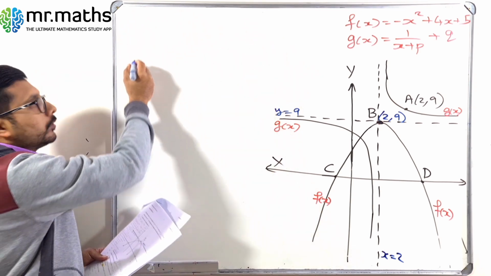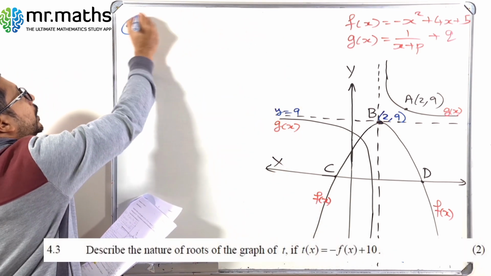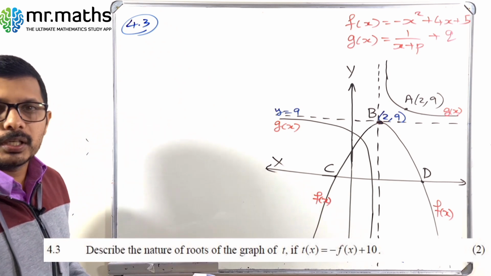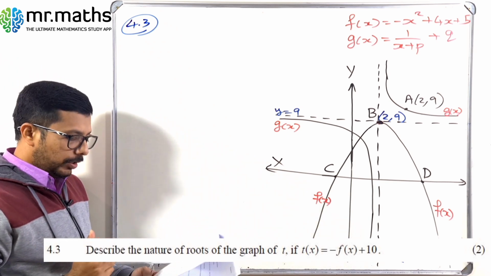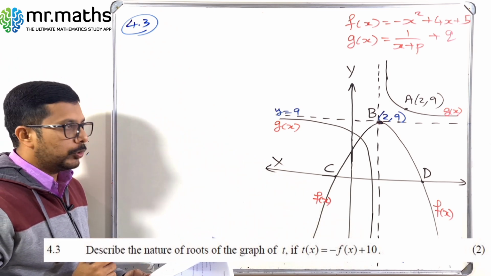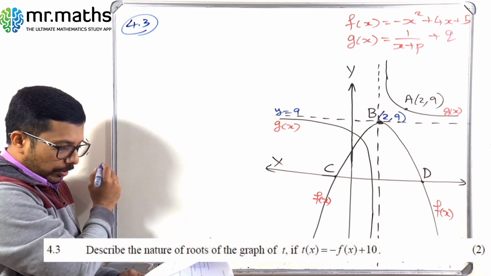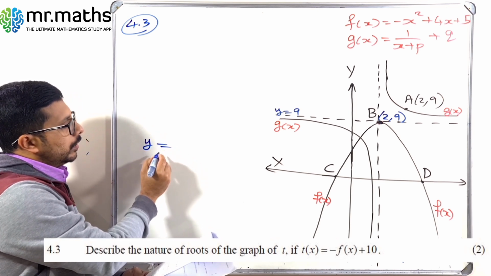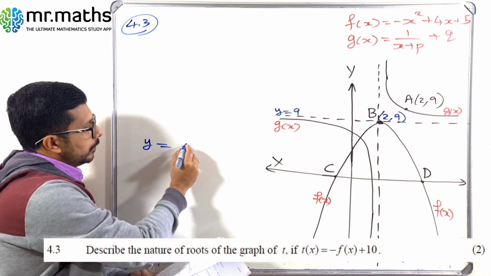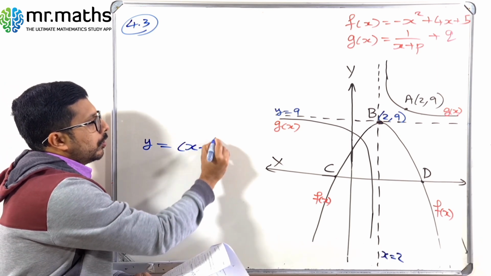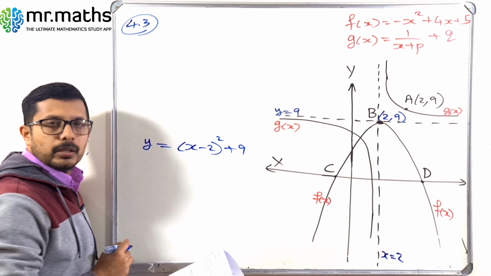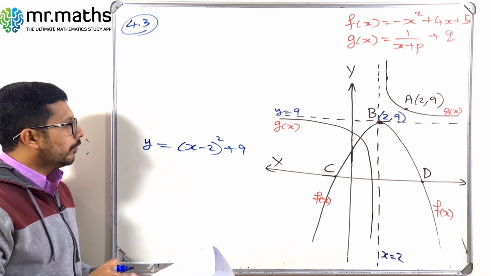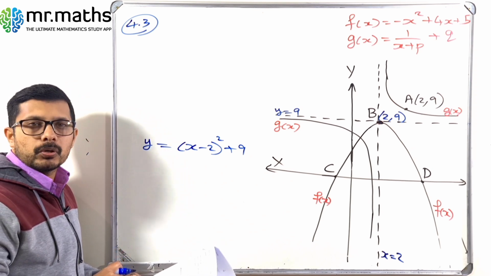Question number 4.3. Before I go to the next question, try to understand like this. Last year you studied about this one. For example, y is equal to, let's say, x minus 2 the whole square plus 9. Okay, I'm just giving an example. y is equal to x minus 2 the whole square plus 9.